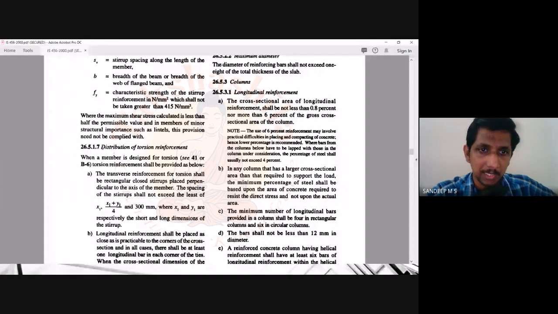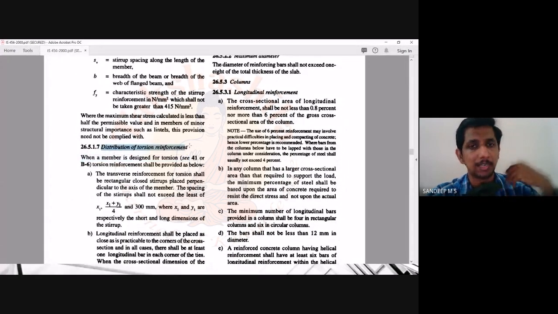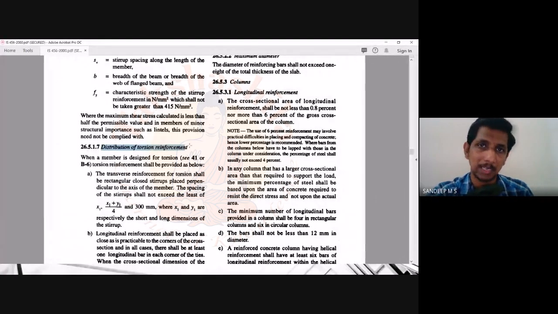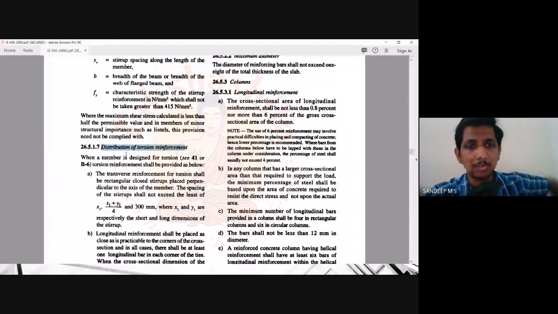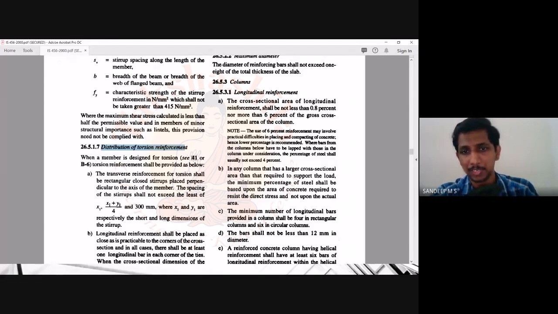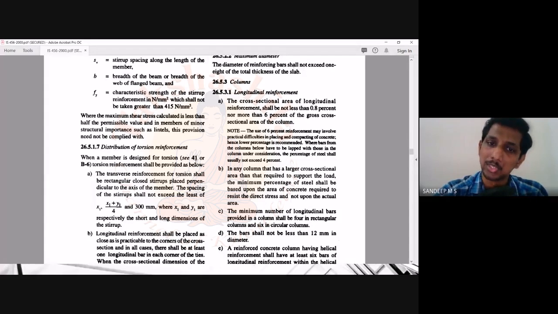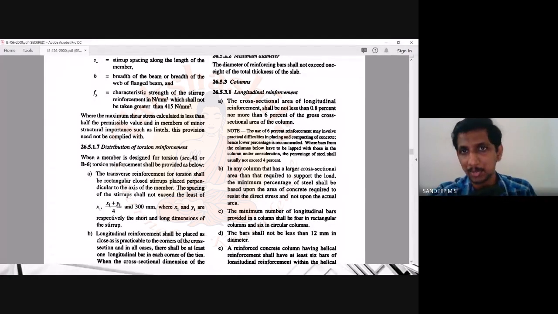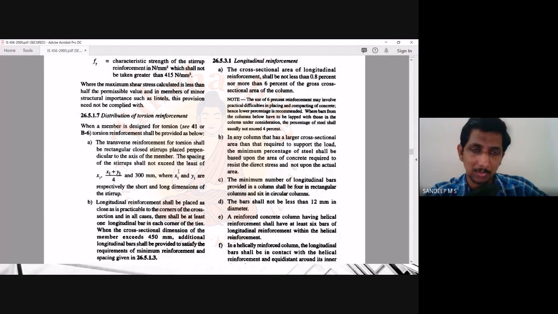See, distribution of torsional reinforcement. Right now we have already designed the longitudinal reinforcement for torsion as well as the transverse reinforcement for torsion by considering the equivalent shear force and equivalent bending moment. Now how to provide this? Is there any restriction? Let's see that. When a member is designed for torsion as per clause number 41 or B6, considering the equivalent shear force and equivalent bending moment, reinforcement shall be provided as below. Okay, so let's see what is there.